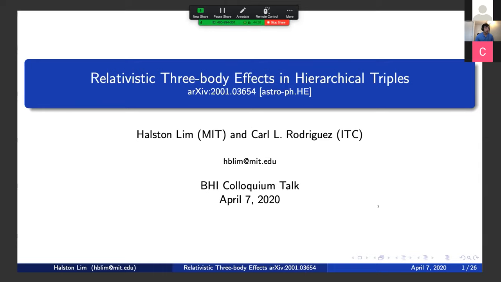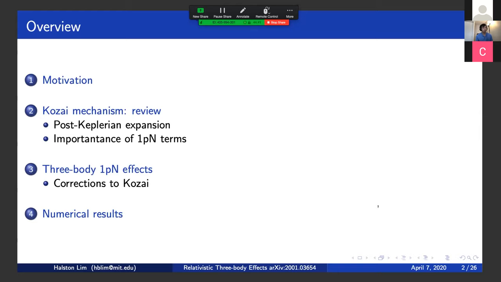So let's get started. As a brief overview, I'm going to go over some astrophysical motivation and then talk about the Kozai mechanism and how that relates to driving mergers. And then I'm going to talk about three-body post-Newtonian effects and how that corrects the Kozai effect. And finally, some numerical results.